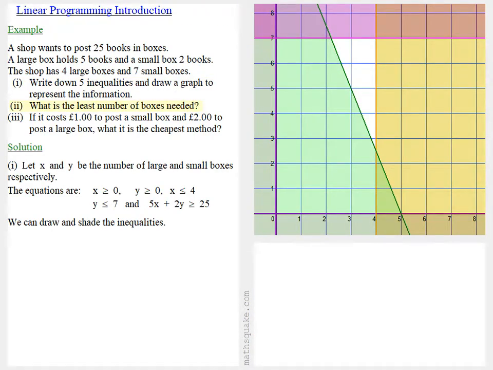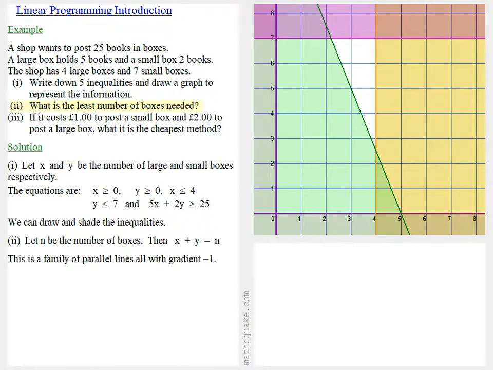Now let's look at this problem again. Supposing we have the same problem and we draw the same graph. When we get to part 2, instead of drawing a table and looking at all the possibilities, we can read off the information just from the graph. And the way we do it is this. The question says, what is the least number of boxes needed? Well, let n be the number of boxes needed. Then n is equal to x plus y.